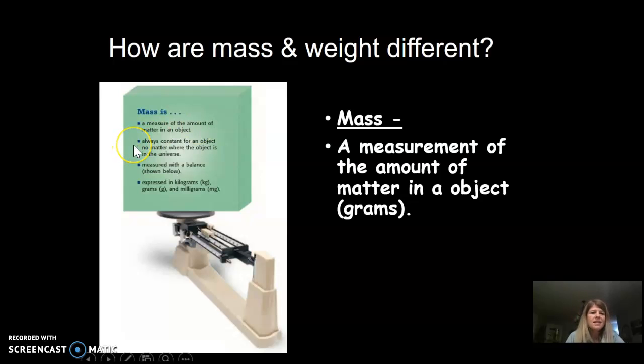And also, mass is always constant for an object, no matter where the object is in the universe. No matter if it's on the moon, no matter if it's on Saturn, no matter if it's floating in our atmosphere, the mass is always going to be the same. It's constant. Okay? We know that mass is measured with a balance. And we can use kilograms, grams, or milligrams to say how much mass is in an object, okay?